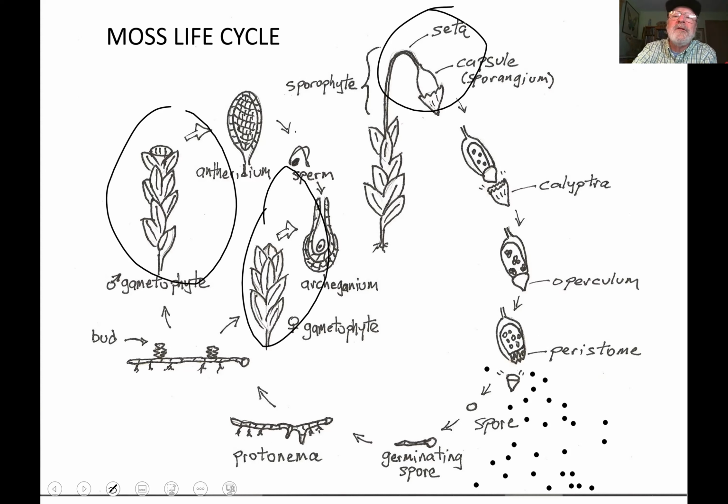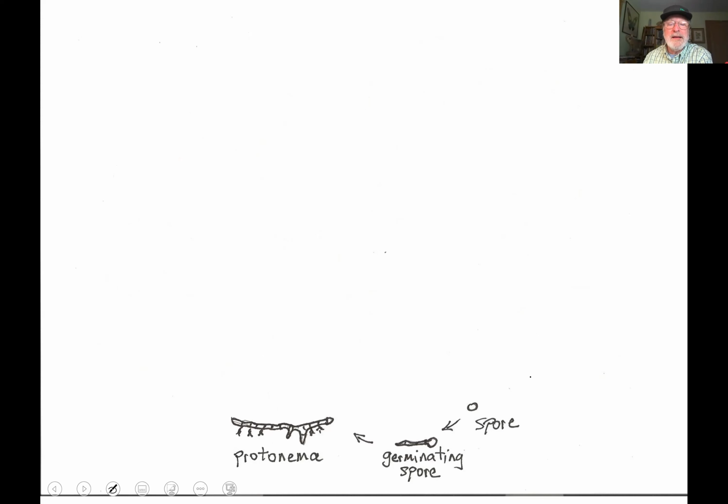And for mosses, there are some special structures that are associated with the sporangium part of the sporophyte. Let's take a look at some of these, and then we can compare them to liverworts. So in mosses, the spore germinates first not to form a gametophyte. Well, technically it is the gametophyte, but it's not the leafy stage of the gametophyte. It's a thread-like stage called the protonema. Proto means before, nema means thread.